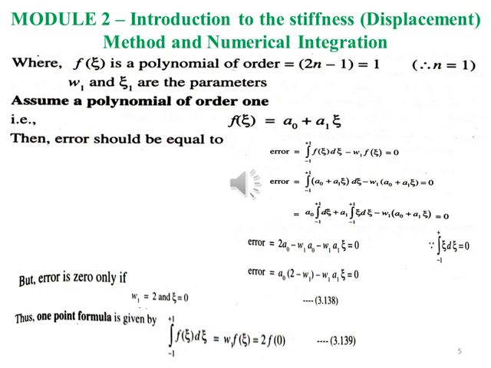Hence the 1 point formula is given by integrating from minus 1 to plus 1 function of z dz is equal to w1 function of z, that is equal to 2 into function of 0. So from the 1 point formula, the approximated area of the function of z can be calculated, and it is represented in the next slide.